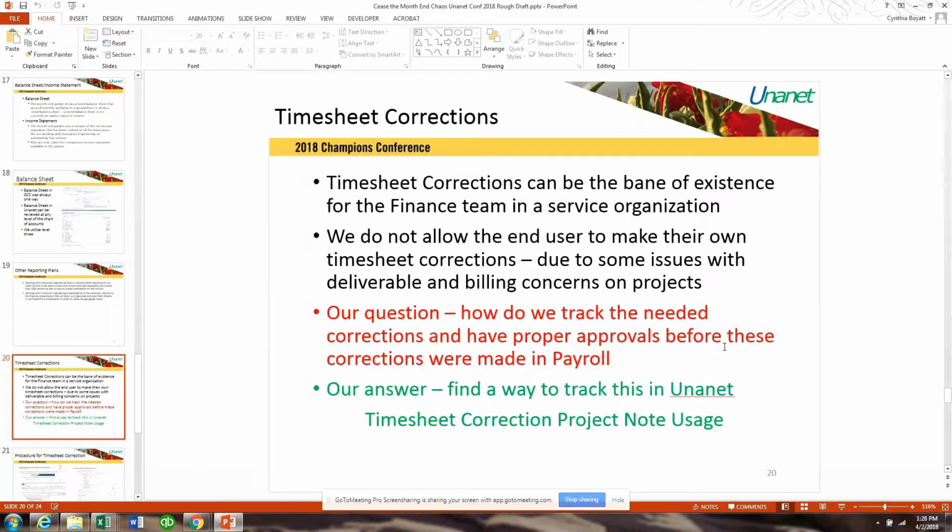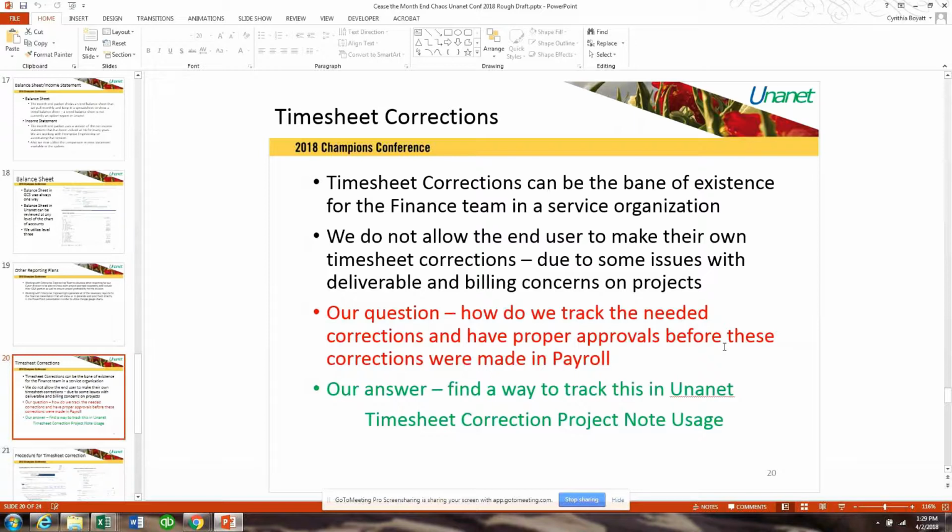So something we did in Uninet, because we have timesheet corrections. I mean, I think everybody has them. I think it's kind of the nature of the beast, especially if you're a service business. But our issue was that timesheet corrections were the bane of our existence. They were the bane of our existence in GCS. They are still to this day the bane of our existence in finance at IIA. Because in GCS, we allowed end users to make their own timesheet adjustments, except that nobody knew when they'd adjusted one.